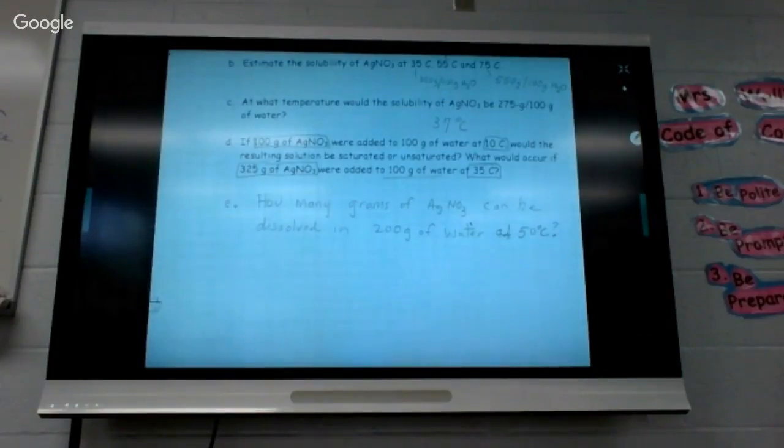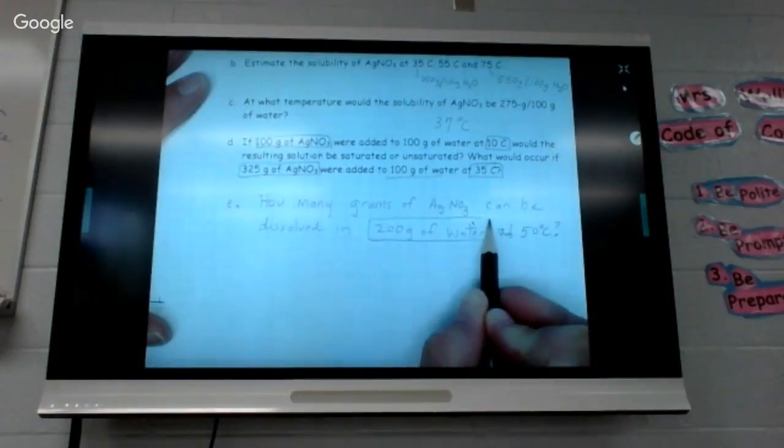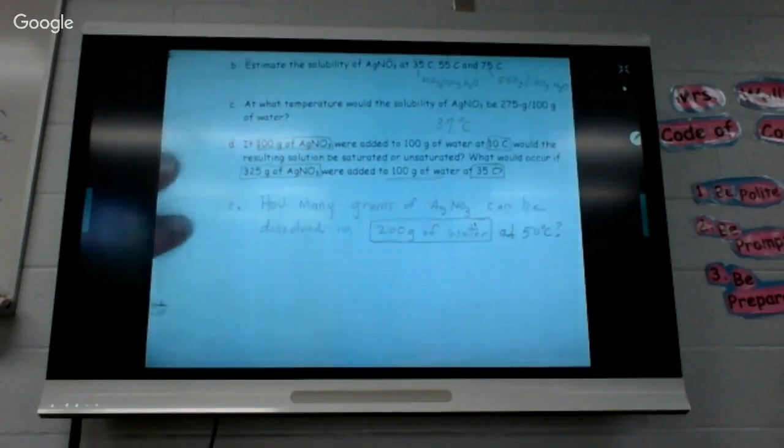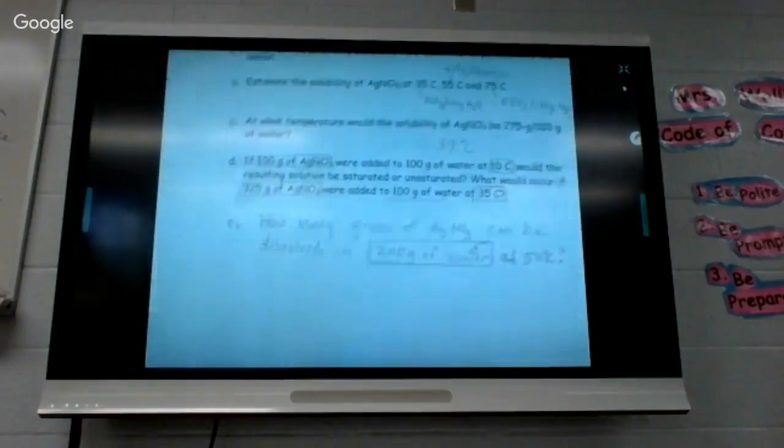All right, how many grams of silver nitrate can be dissolved in 200 grams of water at 50 degrees Celsius? So this time, I have done what in the question? I have altered our amount of water. This time I've made the amount of water 200. Is our graph 200 grams of water? No, our graph is 100. So we're going to read our graph in 100 grams of water, and then we'll compute the 200 grams of water.